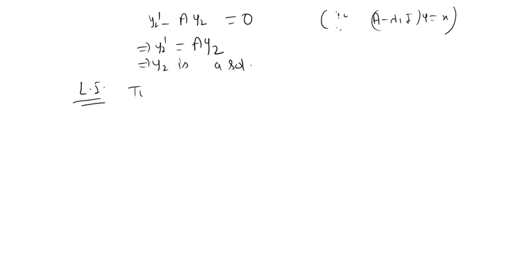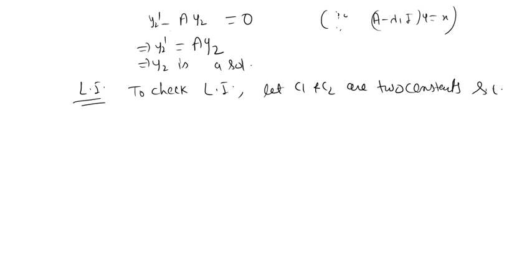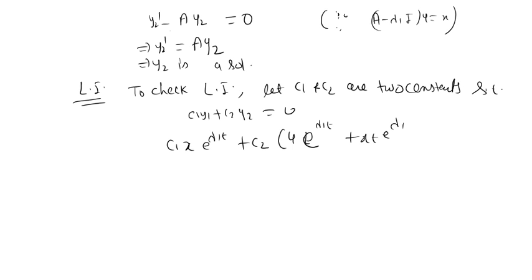So to check linear independence, let c1 and c2 be two constants so that their linear combination c1 y1 plus c2 y2 equals 0, and then find c1 and c2. So c1 x e power lambda 1 t plus c2 (u e power lambda 1 t plus x t e power lambda 1 t) equals 0.